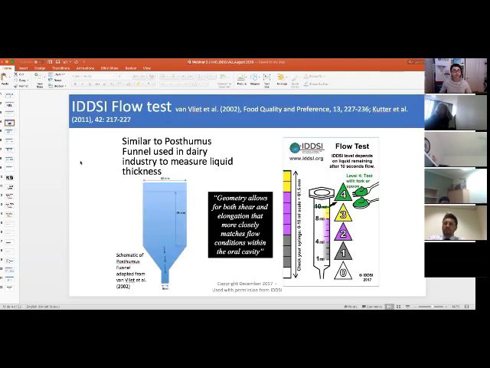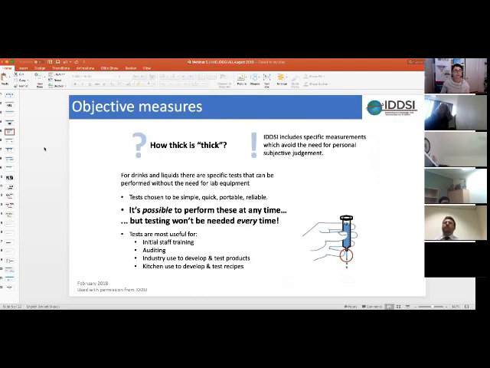So the IDDSI Flow Test was developed by the mechanical engineer on our IDDSI board, Dr. Ben Hansen. And the flow test is very similar to a thing called the Posthumus funnel, which has been used in the dairy industry to measure liquid thickness for many years now. The benefits of the geometry of the syringe, if you like, is that it allows us to measure both the shear thickness and also elongation as the fluid flows, and those more closely match what's happening in the oral cavity and as we swallow.